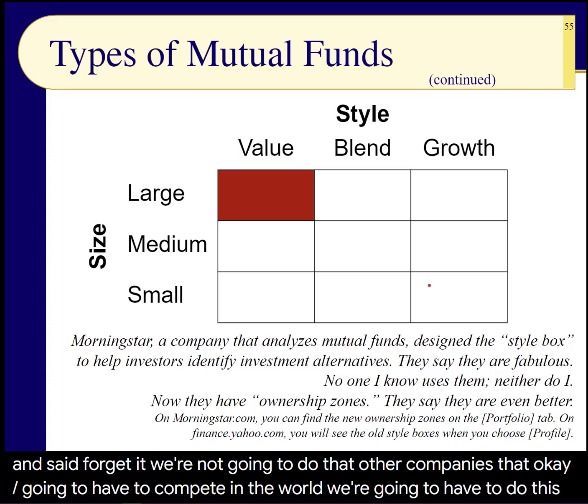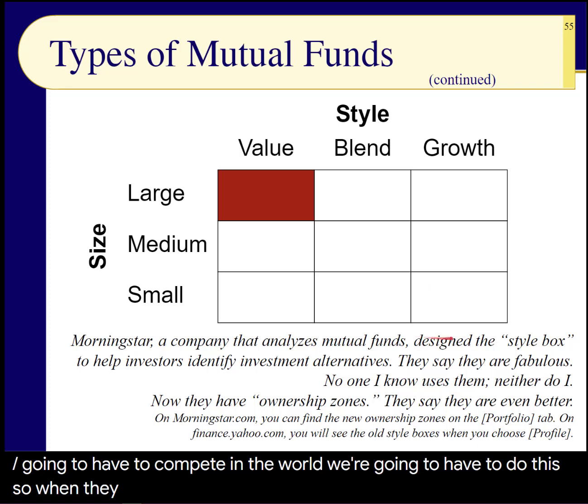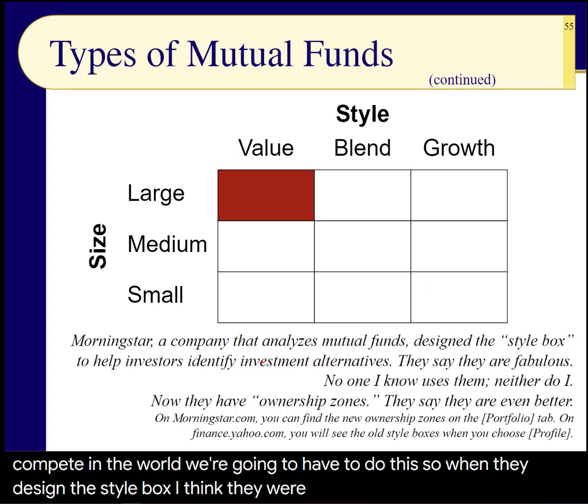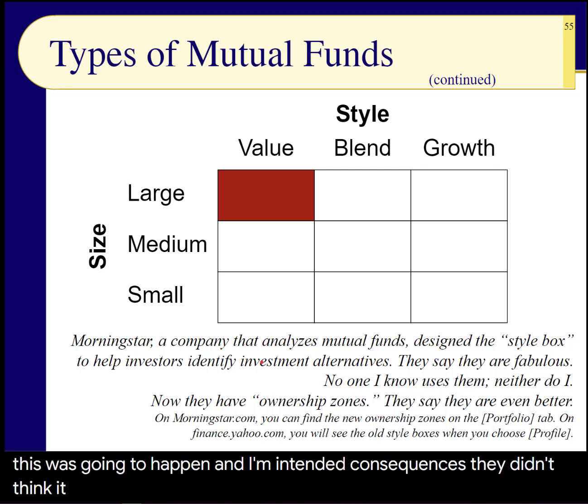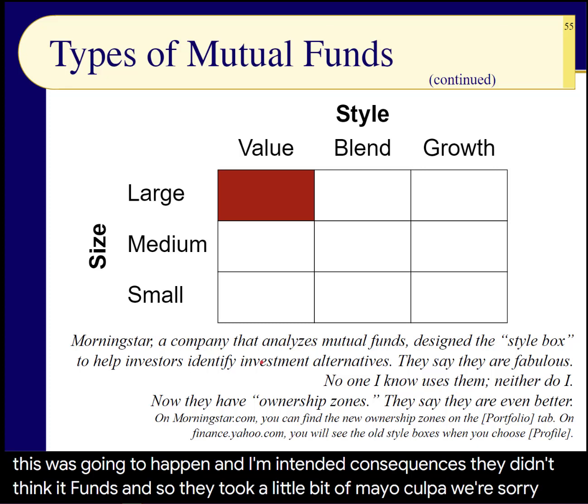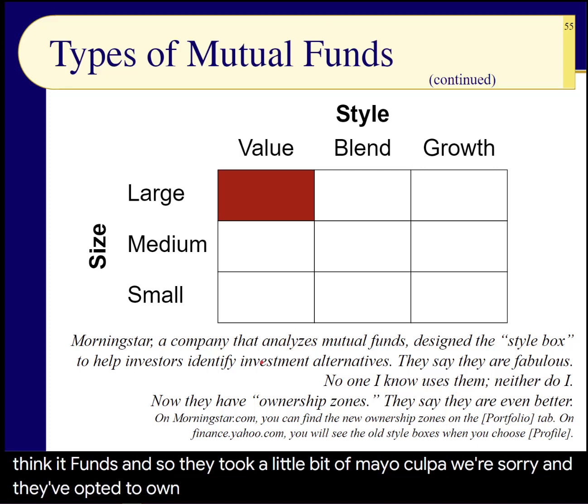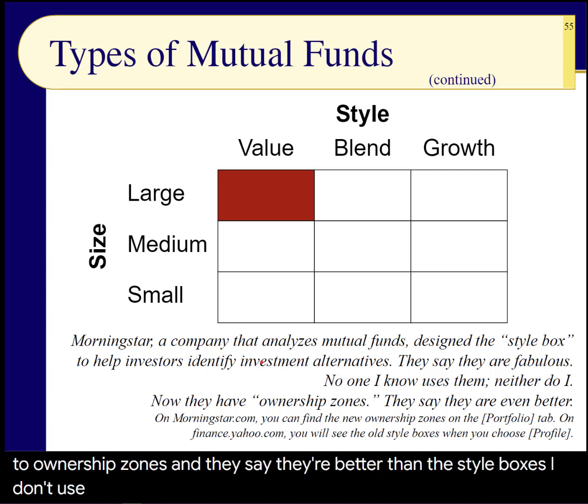So when they designed the style box, I think they weren't quite sure that this was going to happen. Unintended consequences. They didn't think it was going to happen. They were just trying to categorize the mutual funds. And so they took a little bit of mea culpa, we're sorry, and they've upped it to ownership zones. And they say they're better than the style boxes. I don't use them personally.